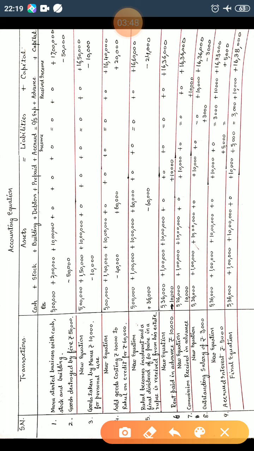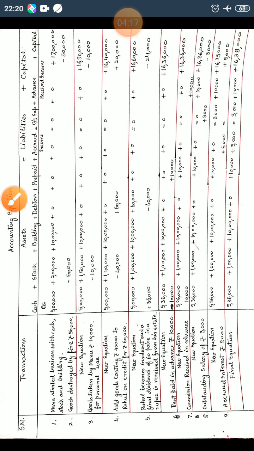Now the next transaction: goods taken by Manu, rupees 10,000, for personal use. Manu is the owner of the business. If he is taking any goods for his personal use, it is treated as drawings. So his stock is decreasing by 10,000, and at the same time drawings is nothing but a decrease in capital, so it should be deducted from the capital, right?